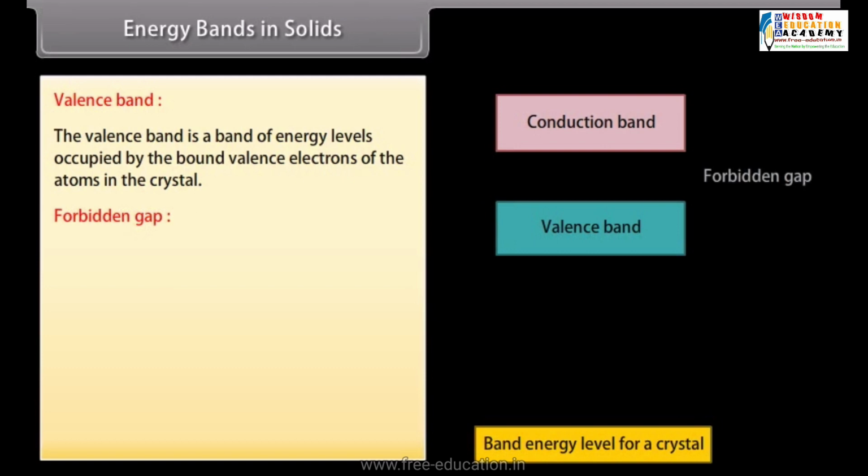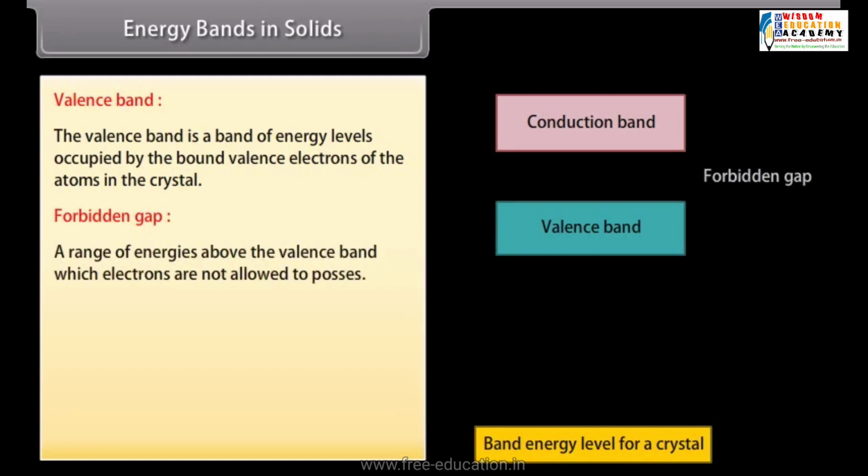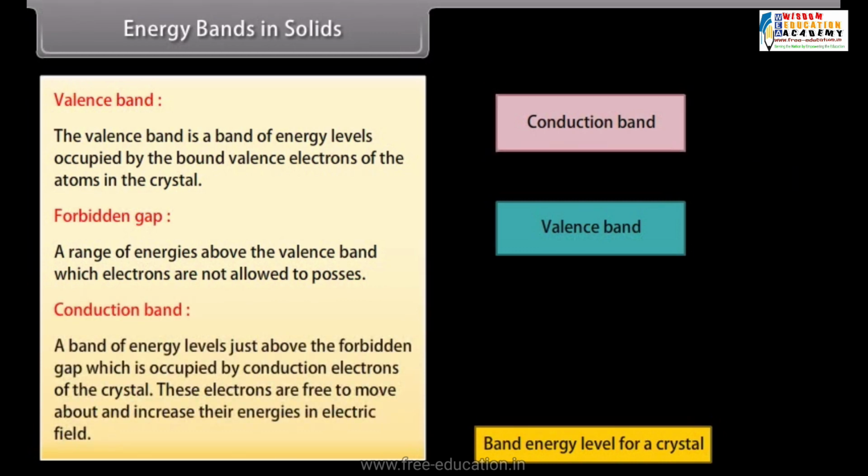Forbidden gap. A range of energies above the valence band which electrons are not allowed to possess. Conduction band. A band of energy levels just above the forbidden gap which is occupied by conduction electrons of the crystal. These electrons are free to move about and increase their energies in an electric field.